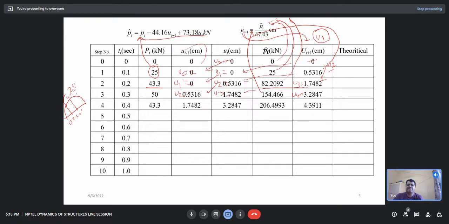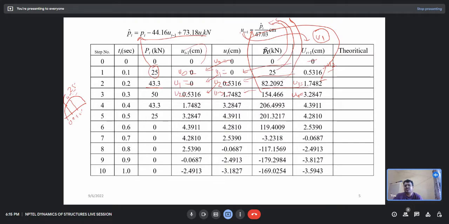Okay. Now the same procedure for the fourth step, fifth step, sixth step. These are the steps I have calculated. Up to this the loading is given, then zero loading. This is the half sine pulse, the time duration is given to you as 0.6, and then it is 0. So I got the response. And for these time steps, I can get the theoretical response.